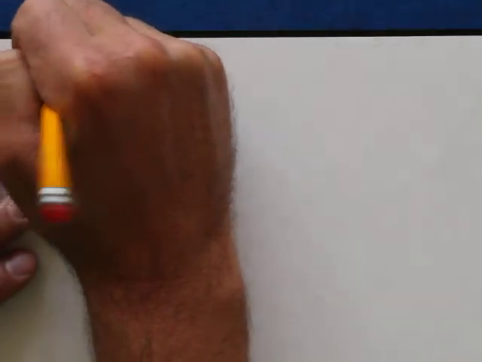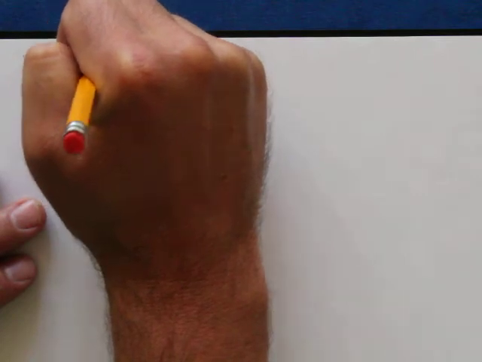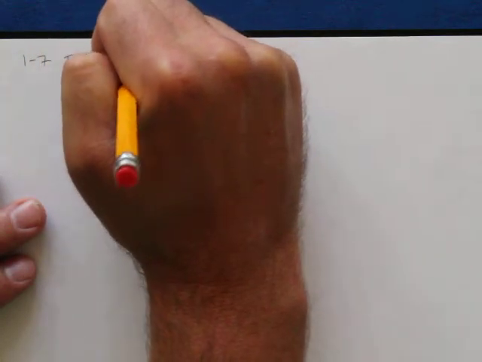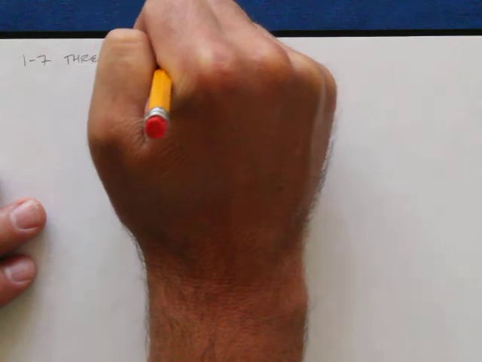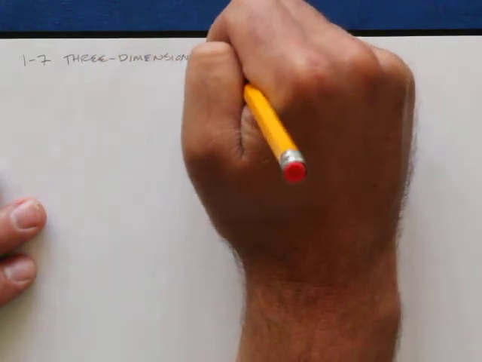1-7, we are in geometry, 1-7, three-dimensional figures. So last time we looked at one-dimensional figures, and now we are looking at three-dimensional figures.